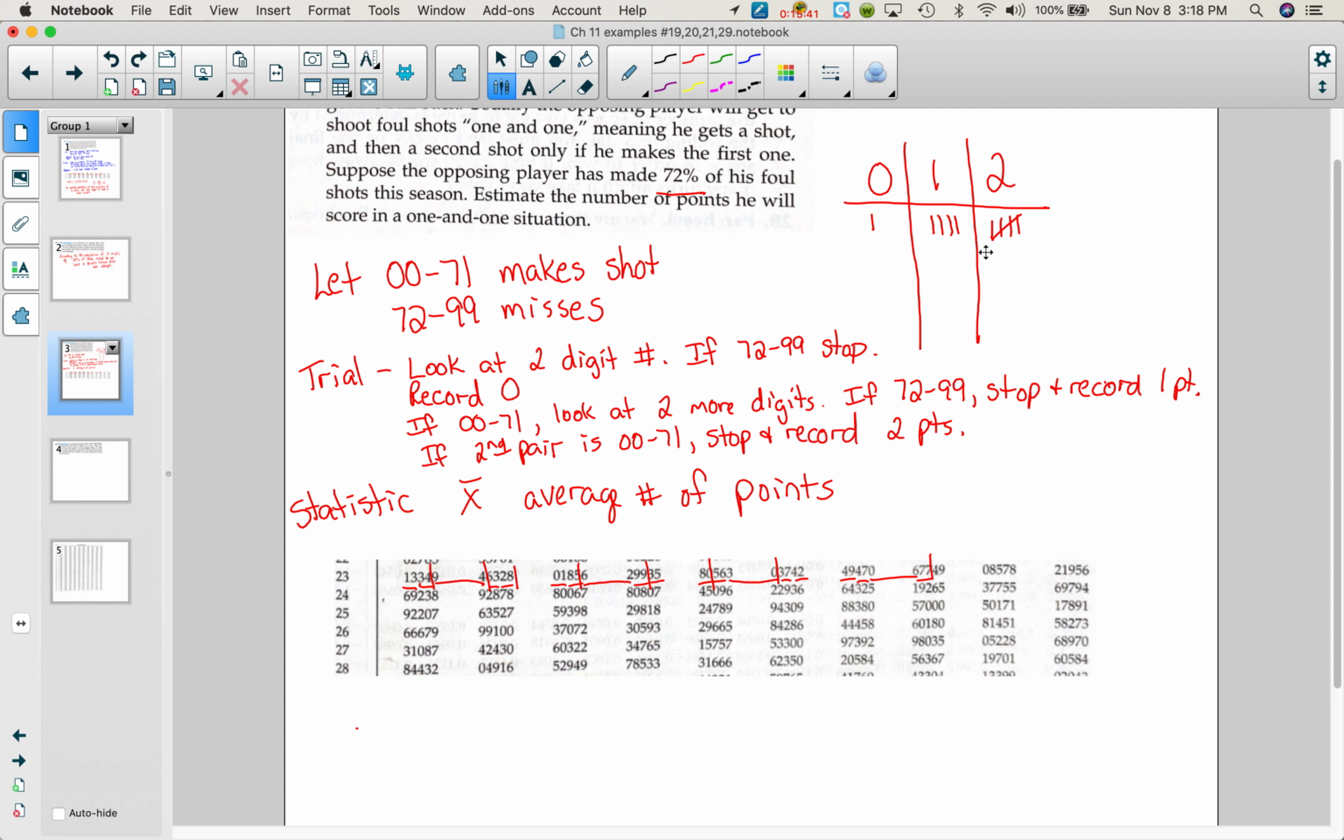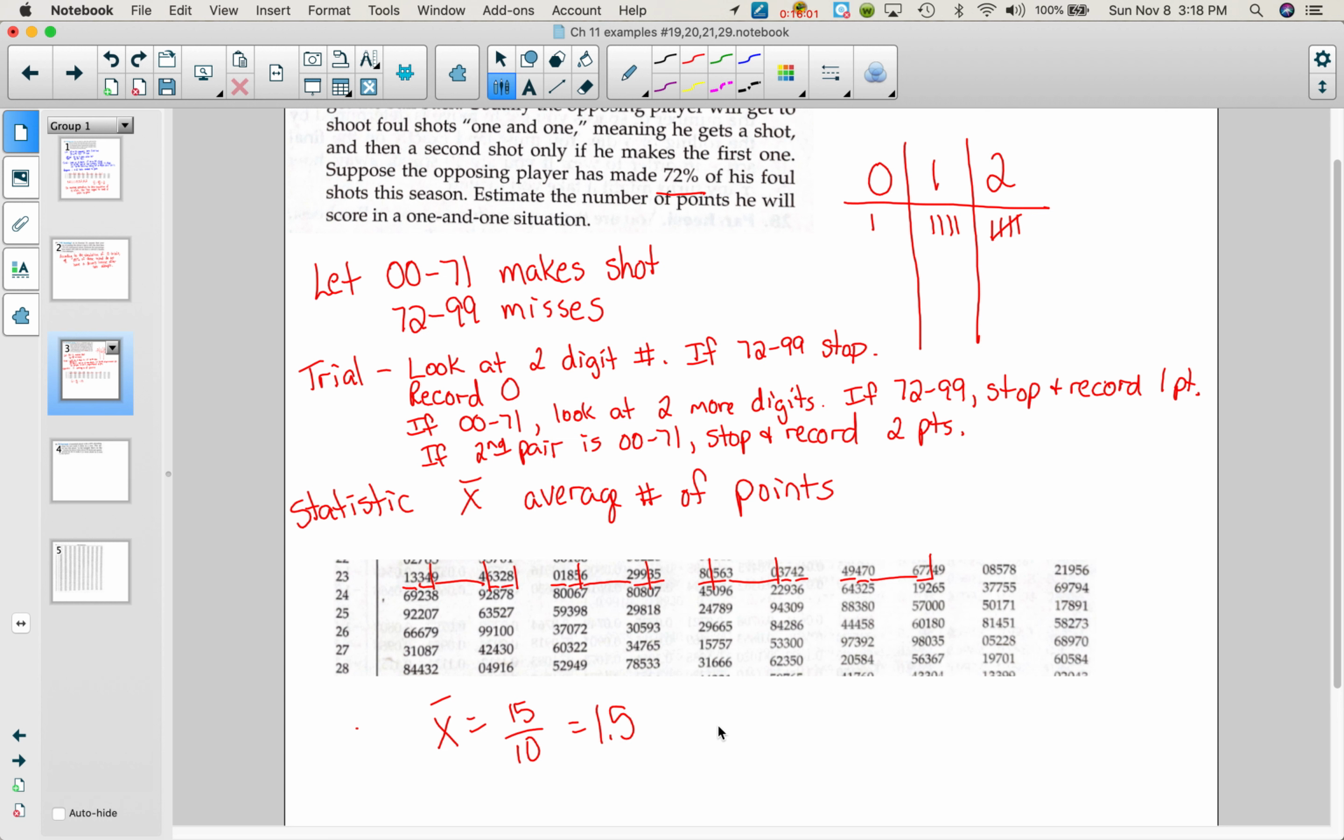So this was what I end up with. And now I'm going to come up with my average number of points. So X bar, so we had a total of 15, and I did 10 trials, so I get 1.5. Hopefully I did this right.